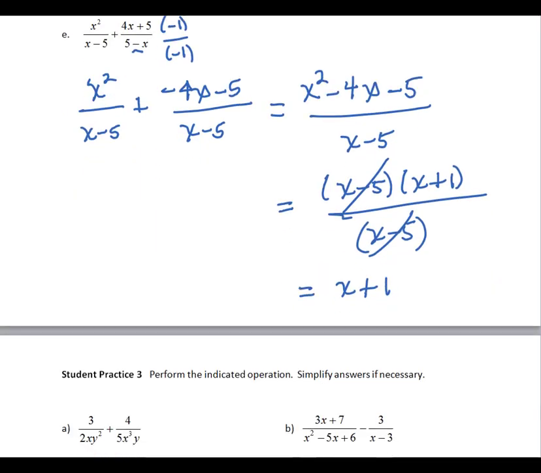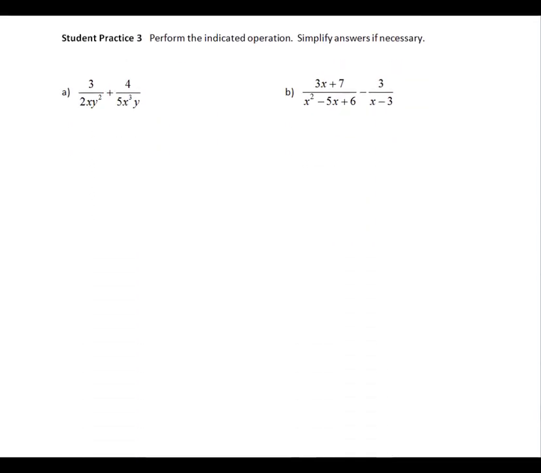All right, at this point, I have a couple of examples, again, that I'd like you to try. So if you want to practice, pause the video and try these two problems, then start the video up to check your work. And if you just want to follow along and watch me do these two, you can do that as well. So let's start with practice 3A.